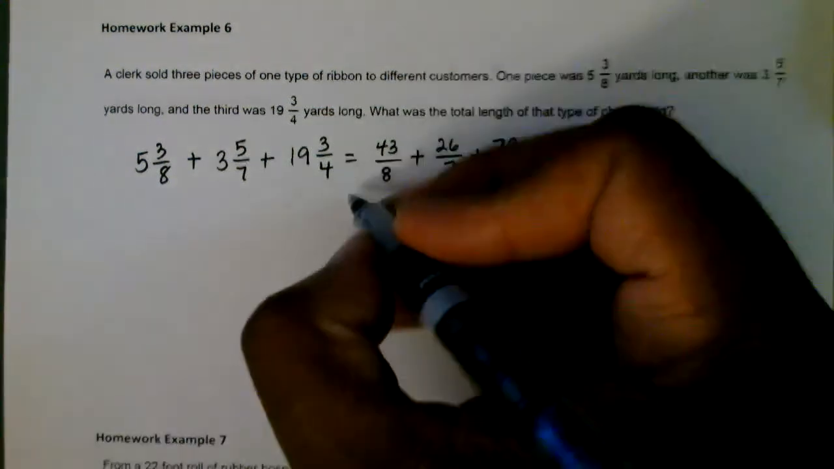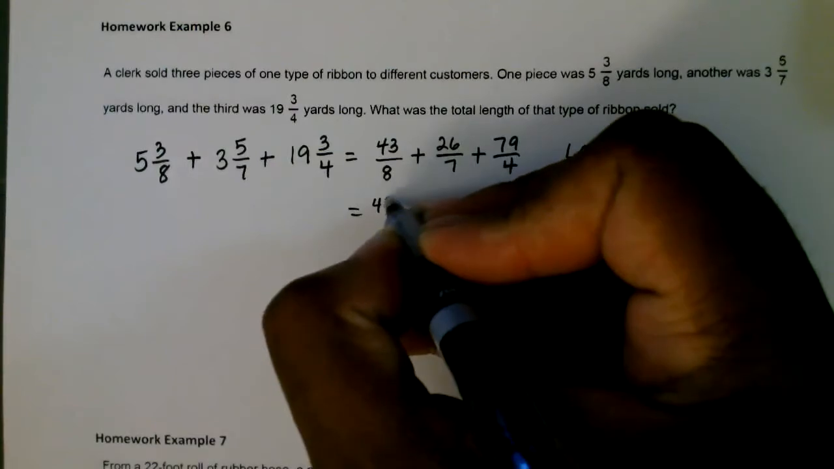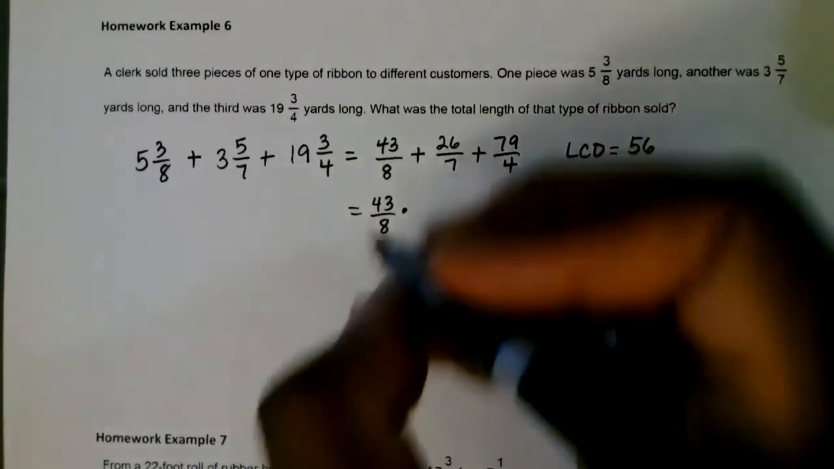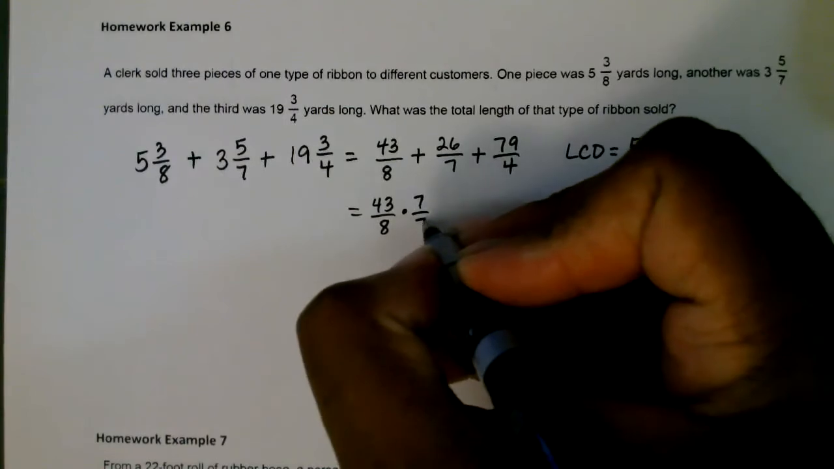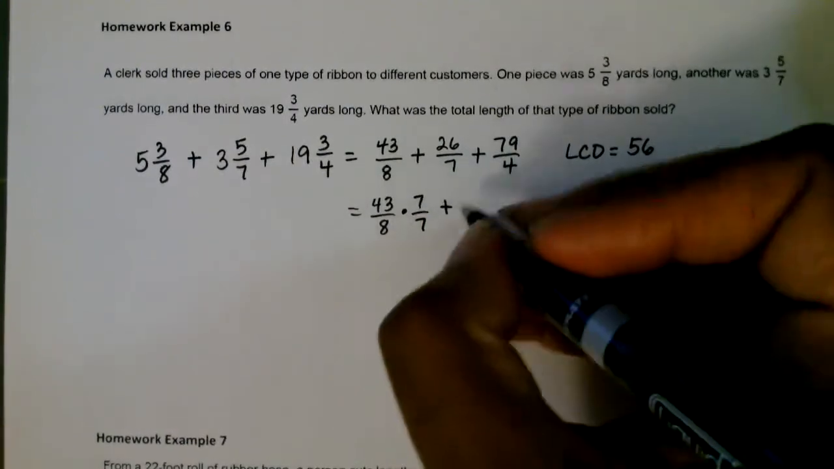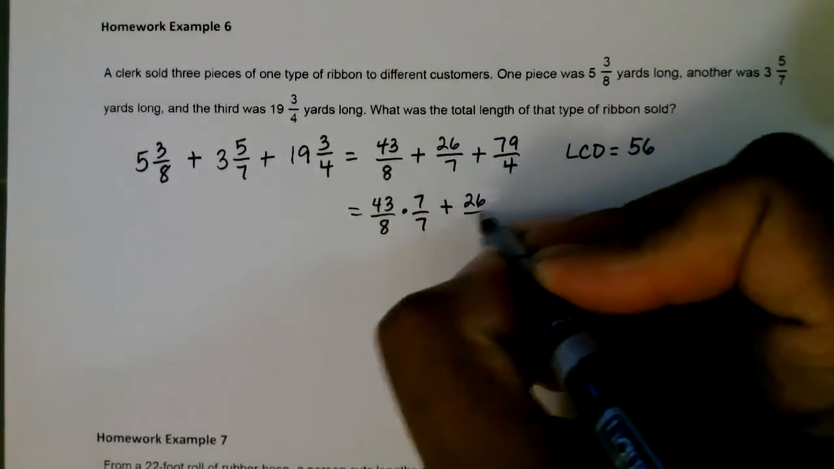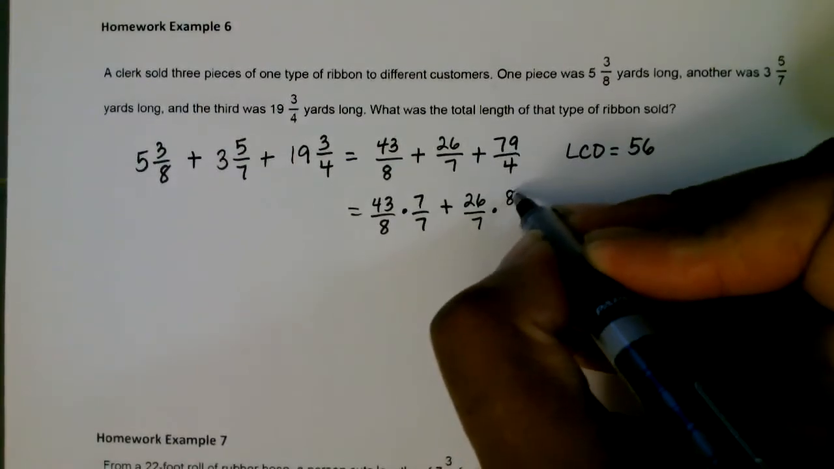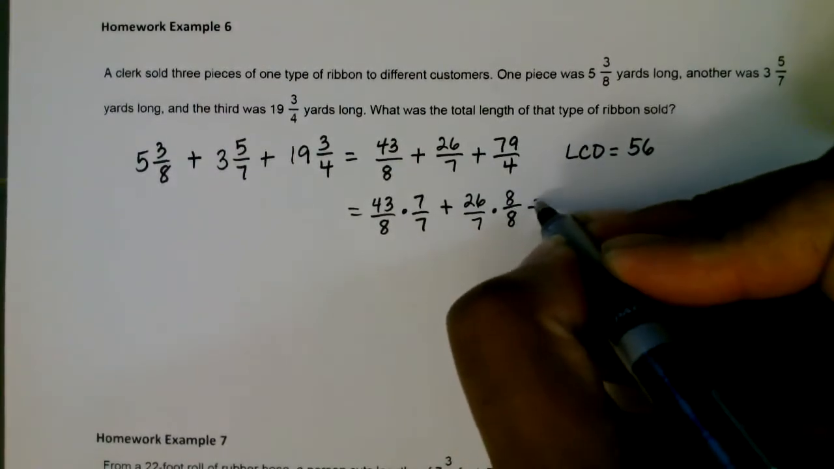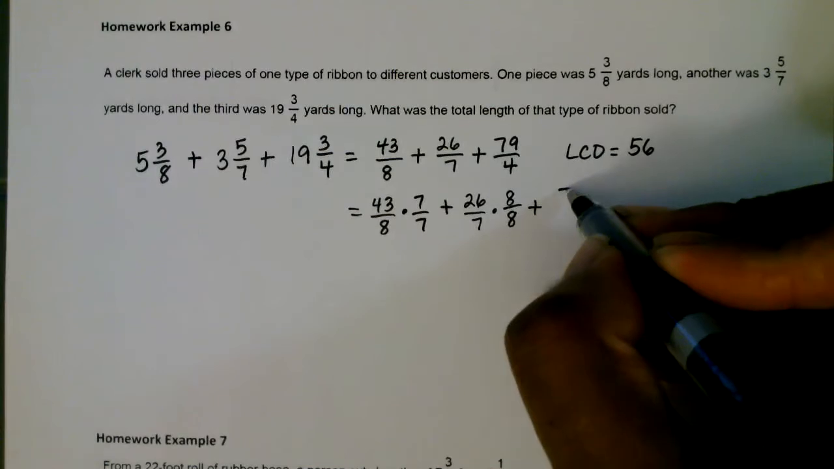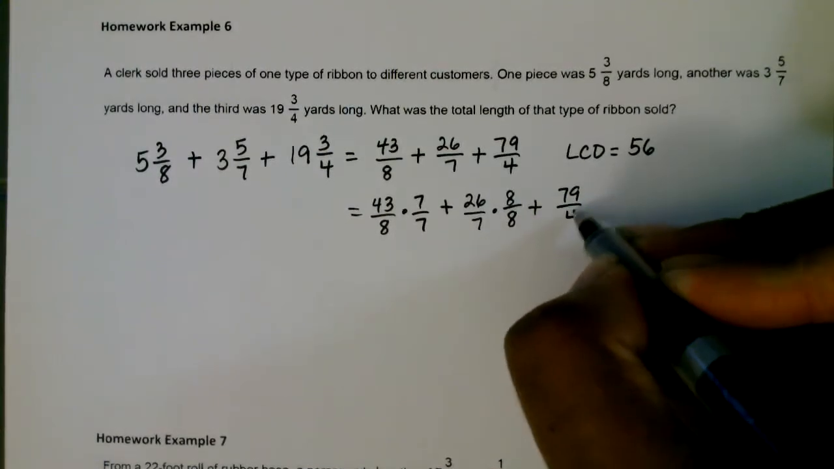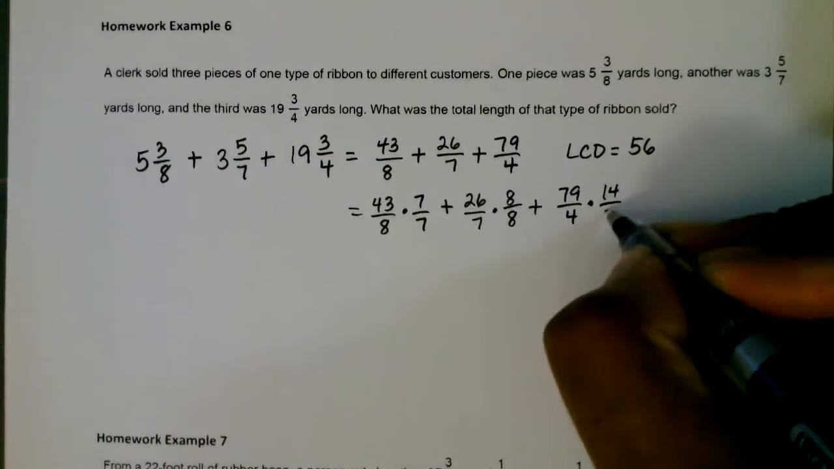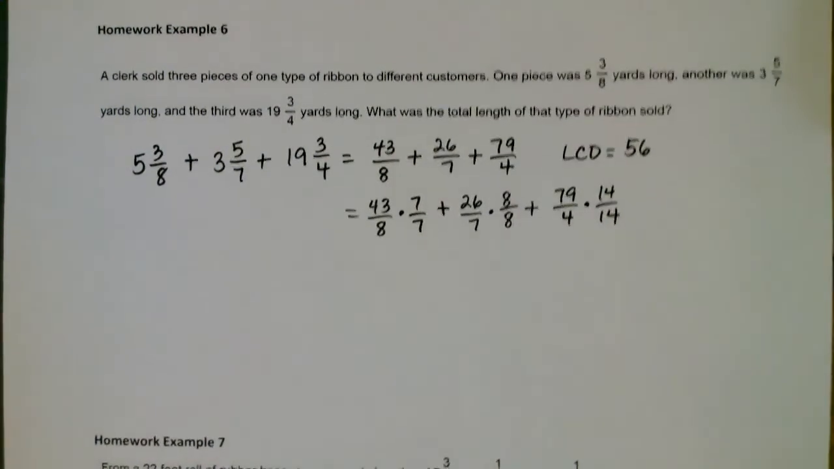equivalent fraction. So for 43 over 8, if I want that denominator to be 56, I need to multiply the numerator and the denominator by 7. And then for the 26 over 7, if I want that denominator to be 56, I need to multiply the numerator and the denominator by 8. And for 79 over 4, for that denominator to be 56, I need to multiply the numerator and the denominator by 14.